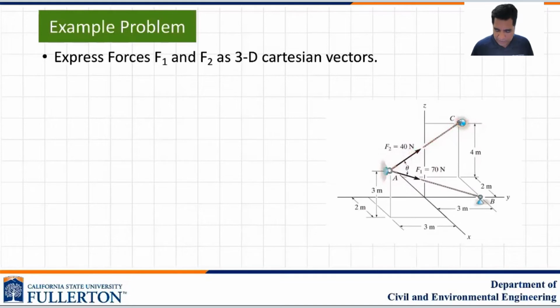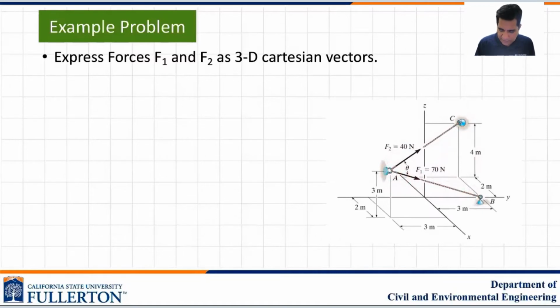So our goal is, if we can find the direction vector along AC, and I know the strength, we will have the force as a vector. Same thing, if the strength is known, 70, and I get the direction along AB, then we have the vector defined. So the first step would be getting the coordinates.